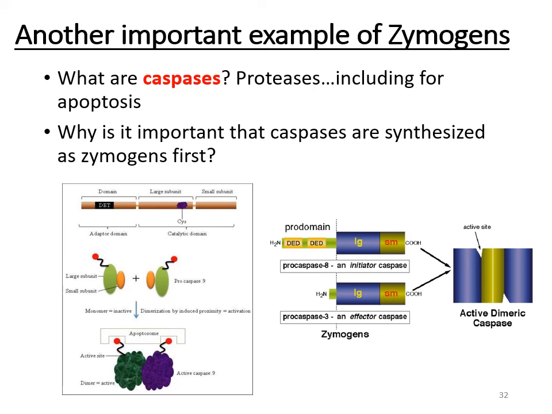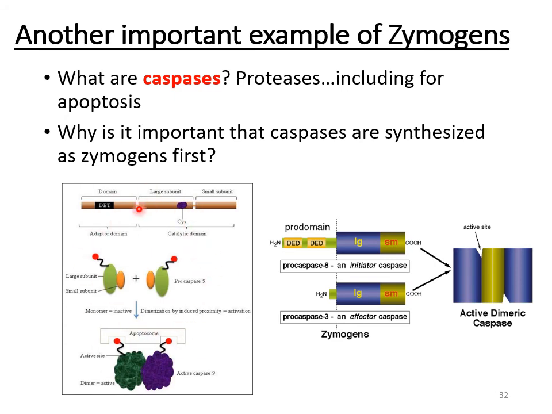Another important example of zymogens, proteins that are first formed as inactive, that I want you to know are the caspases. Caspases are another important class of proteases, and they're responsible for many things in the cell, but one of the most significant is apoptosis, which you've probably heard is programmed cell death. That gives you the answer to the second question I proposed: why is it important that caspases are synthesized as zymogens first, which you see in this structure here.